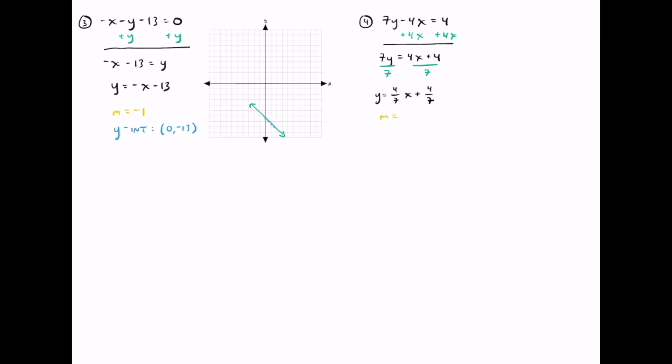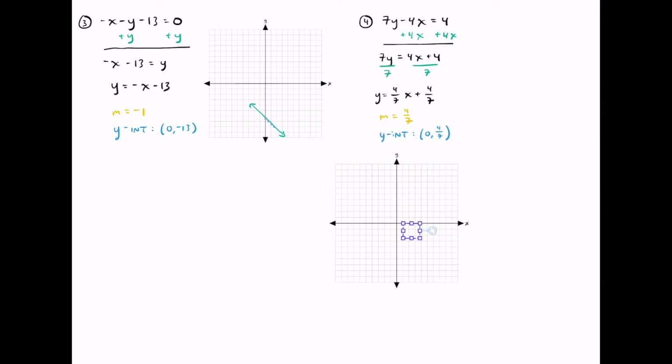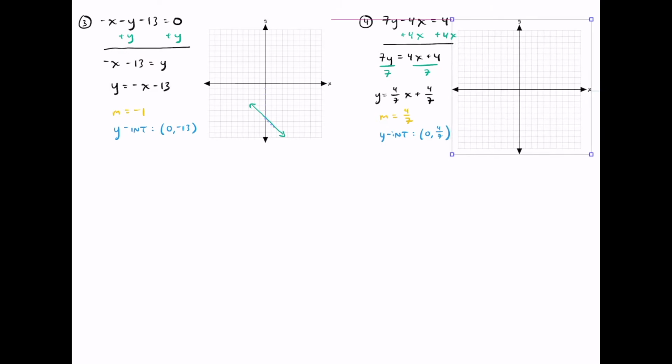The slope here is just going to equal 4/7. That's the coefficient. And for the y-intercept, that's going to be (0, 4/7), just like we did earlier in the last problem, except it's 4/7 instead of -13. Okay, so here, let's really just use the smaller one for the future. Can I fit this? Yeah, I can. Okay, cool.